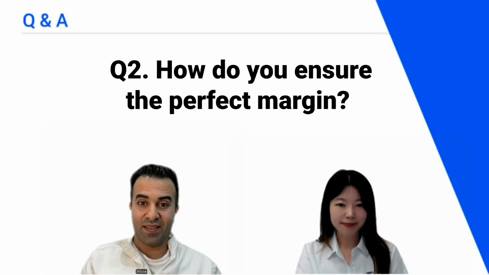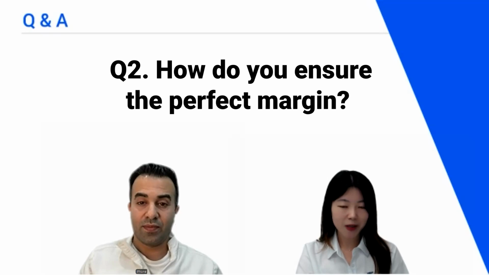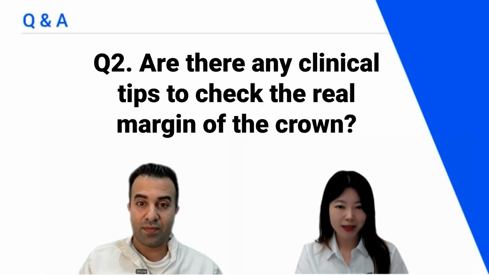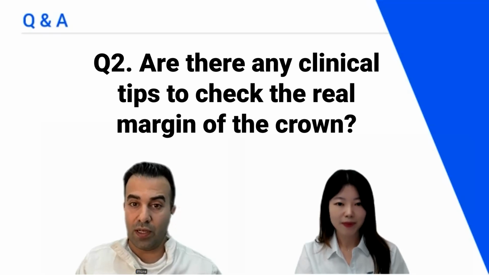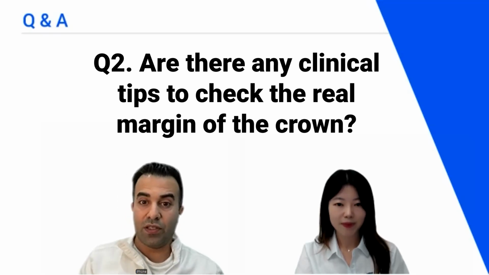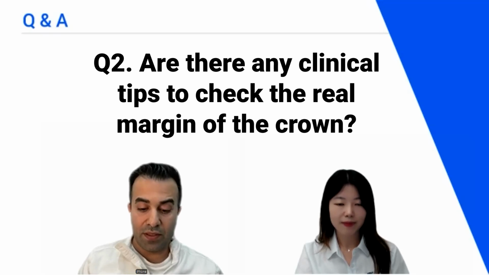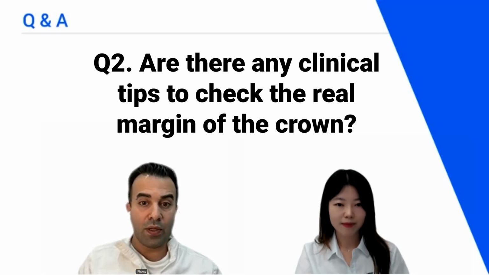Question number 2. How do you ensure the perfect margin? Are there any clinical tips to check the real margin of the crown? All right. So obviously, we would rely on retraction. Gingival retraction is key, because whether it's an analog impression or a digital scan, the gingival retraction is the same. And it's all about soft tissue retraction.